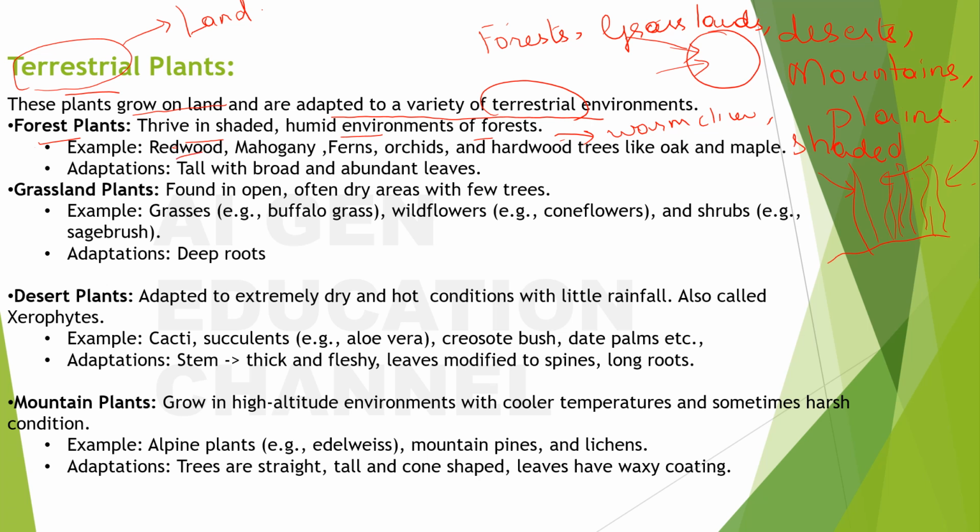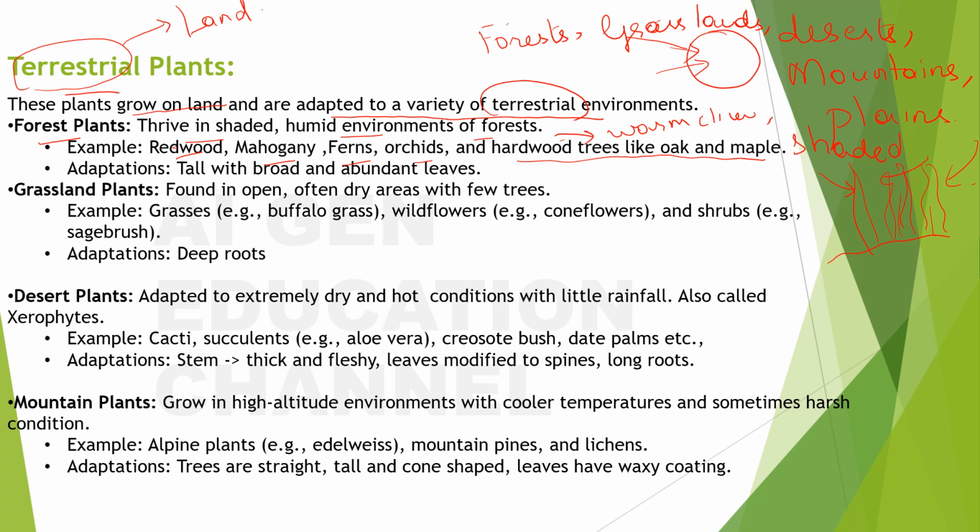So what are the examples of the forest plants? They're redwood, mahogany, ferns, orchids, hardwood trees like oak and maple. I know that you will feel scared to learn all these examples, but it is important for your Olympiads. They will ask you what are the forest plants. Like they'll give a mixed type of thing and they'll say what is the odd one out.